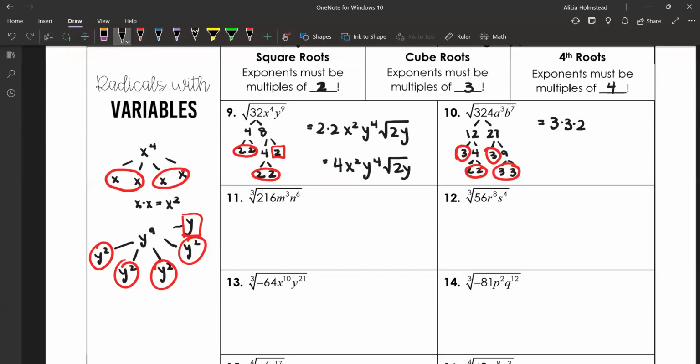Then I'm going to do my variables. So I have 3 A's and I'm looking for groups of 2. There's 1 group of 2, so it'll be 1A. And then I have 7 B's looking for groups of 2. That would be 3 groups of 2.